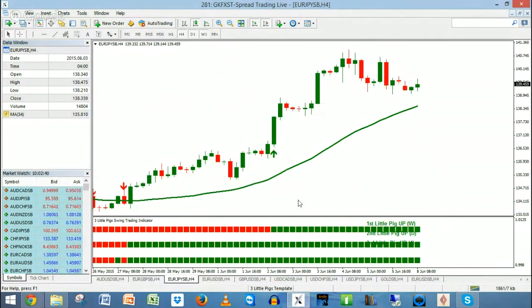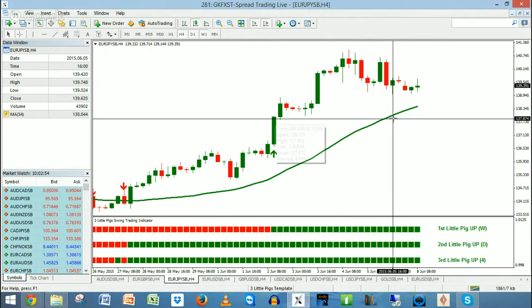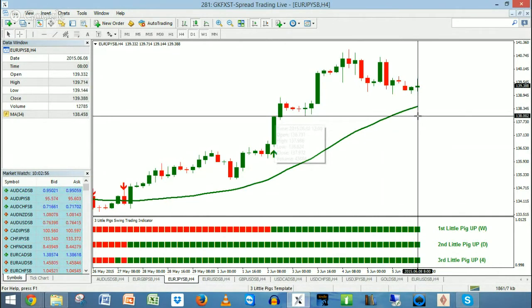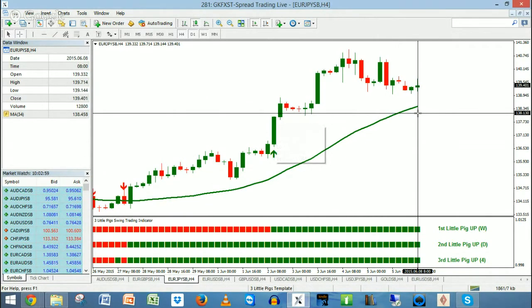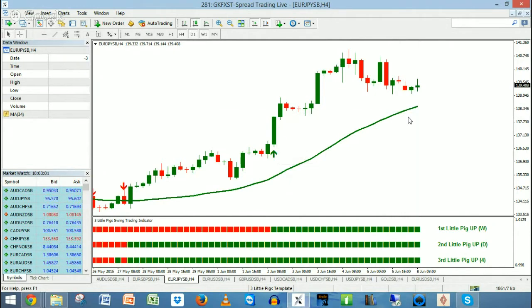Euro JPY, we took an entry here, and obviously you'd be chasing this trade now if you took the entry. So our entry was here. If you're trading this as taught on the 1-on-1, you've got a stop loss slightly in the money here, so no risk here on this trade, and we look for upside on Euro JPY.